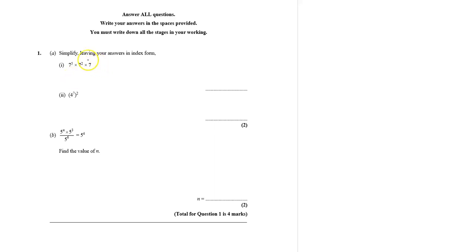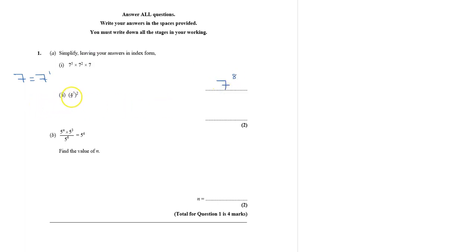So for question number 1, we've got simplify leaving your answers in index form. The first one says 7 to the power of 5 times 7 squared times 7. Now, when we multiply indices with the same base, we add the powers, and that's because this is effectively 7 times 7 times 7 times 7 times 7 times 7 times 7 times 7. Now, if there's no power here, that is effectively 7 to the power of 1. So 5 plus 2 plus 1 is 8, so we get 7 to the power of 8.